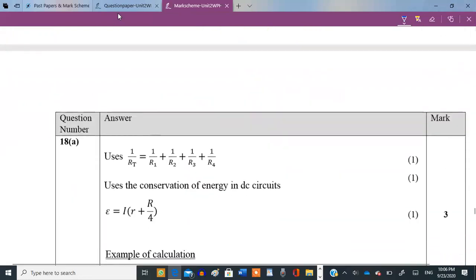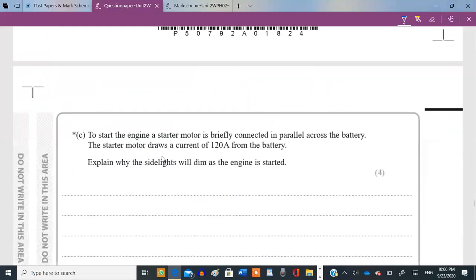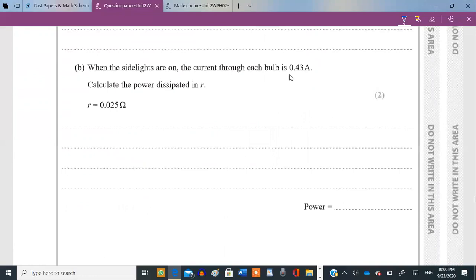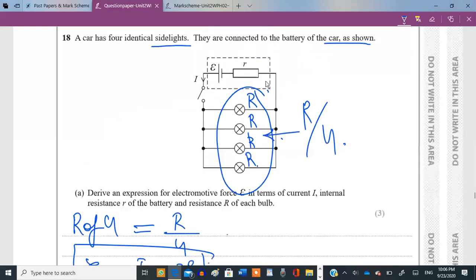Yeah, that's the answer. Then the next one says, part B. The side bulbs are on. The current through each bulb is 0.43 amperes. Calculate the power dissipated in R when R is this much. Current is given to you through each bulb, meaning 0.43 is the current in this branch, in this branch, in this branch, and in this branch.